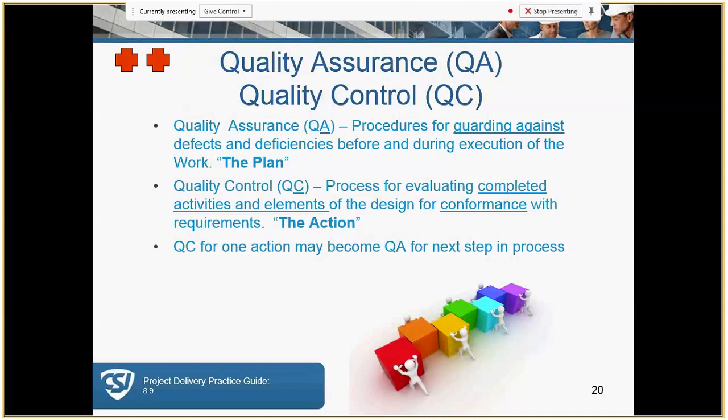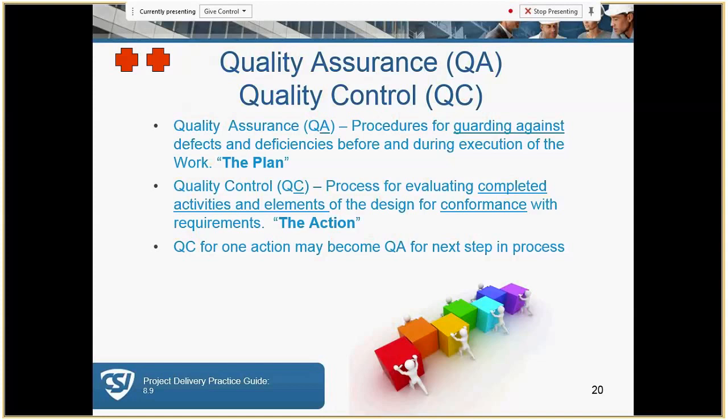We're also going to talk about quality assurance versus quality control. And now we've got a slide with 2 plus signs. So quality assurance is procedures for guarding against defects and deficiencies before and during execution of the work, and it's the plan. And I always look at quality assurance as everything you can do to avoid having to be in a quality control situation where the event has already occurred.